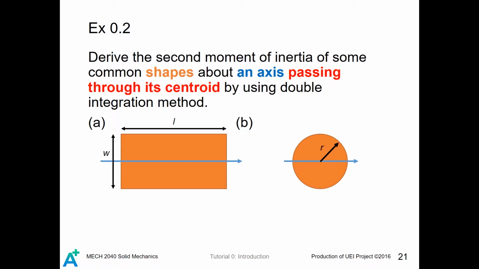There is an exercise that I invite you to do. Derive the second moment of inertia of those two very common shapes that would occur in engineering applications, about an axis passing through its centroid. Obviously, the centroid of the rectangle is located here. Similarly, for the circle, the centroid is here. For this axis passing through its centroid, what is the second moment of inertia of them?